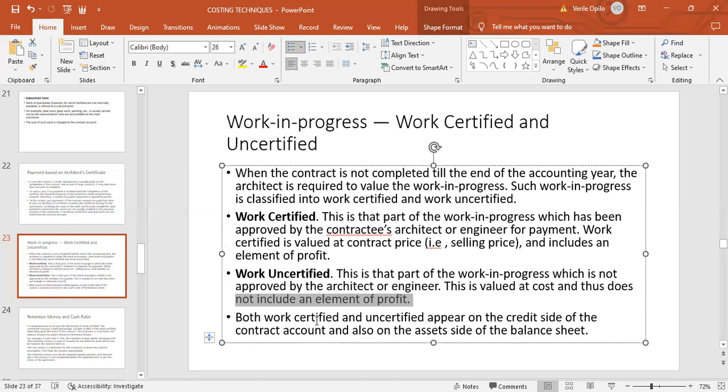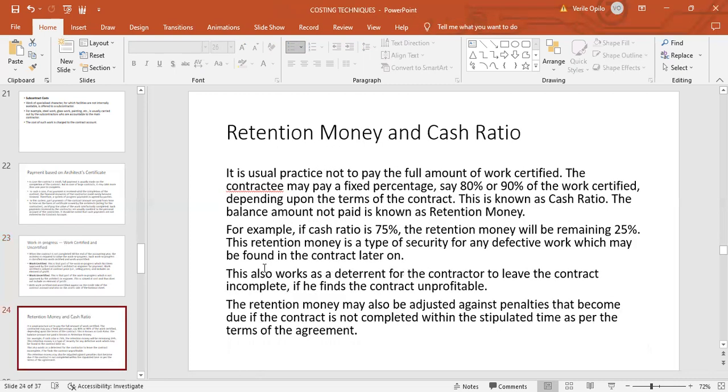In this case, this is the total amount that the company has earned, this is the total work that has been certified, and this is the amount that has not been certified. And we shall be looking at that as well when it comes to the preparation of the contract account.